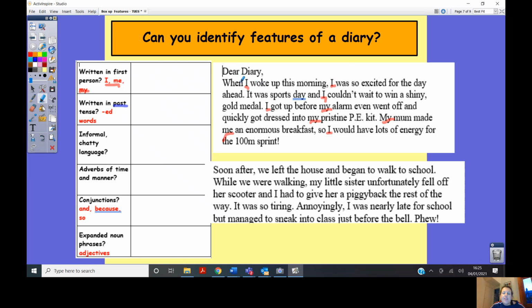Here's a good example: "When I woke up this morning." "When I woke up" is talking about it in the past. If we spoke about "woke" in the present, it would be "when I wake up."